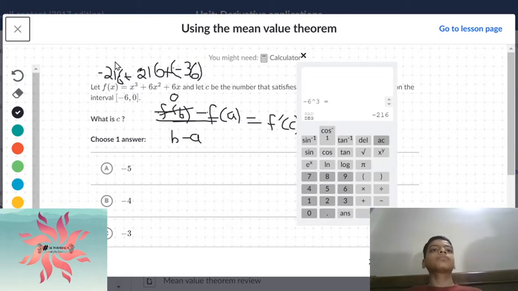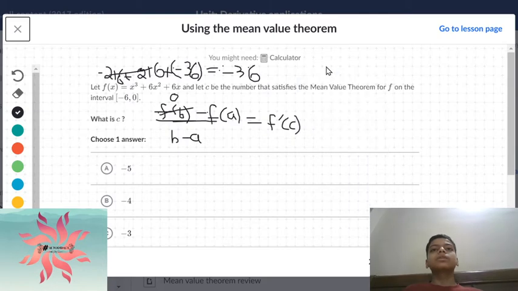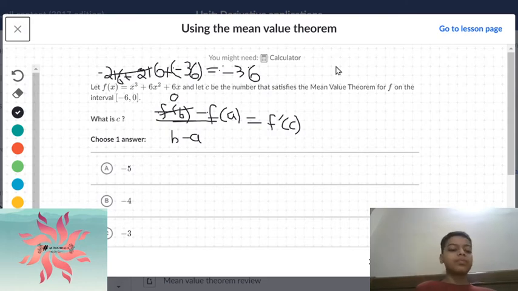Okay, these cancel out with each other. We are just left with negative 30. We are just left with negative 36. So let's figure out what. Let's take the f prime of x.